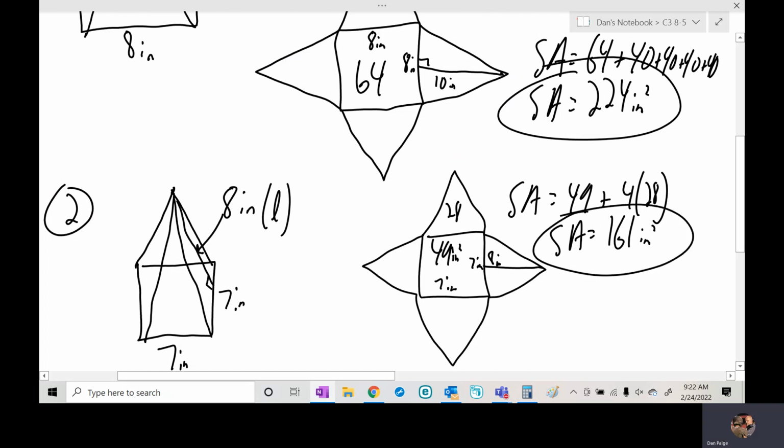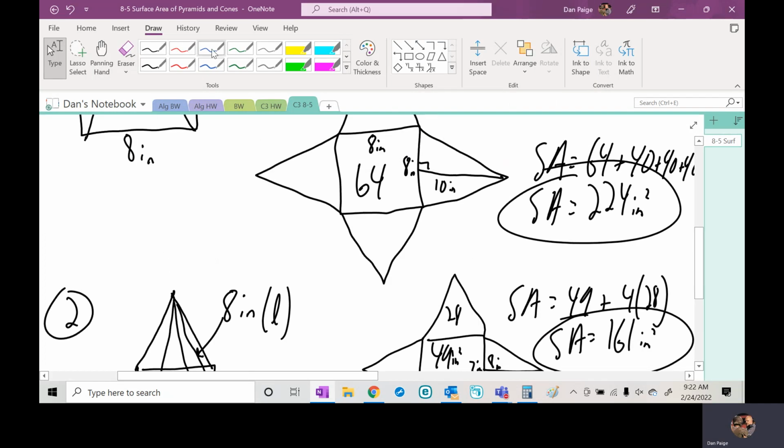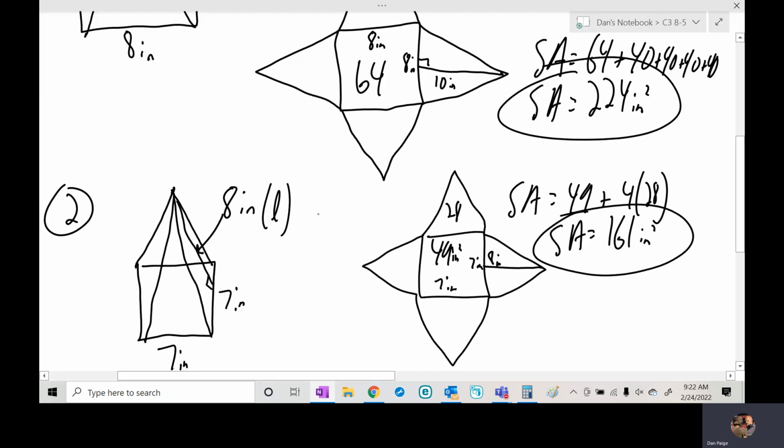Everybody good with that? I don't think we need to do more examples. Now we need to do the surface area of a cone.